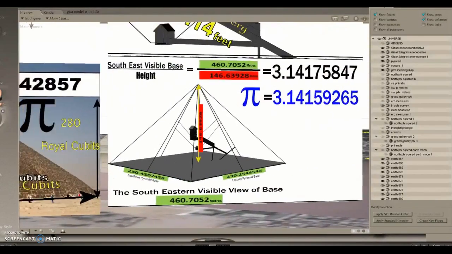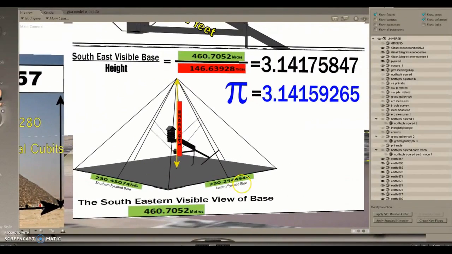However, if we use the southeastern measurements from the survey, what we get comes even closer. So we get, again within acceptable margins of error of the measurements, possibly could be perfect. But again, I'm sticking to the best surveys.